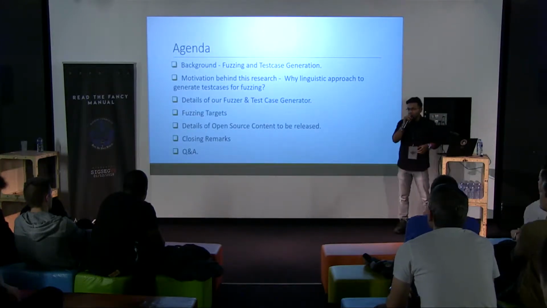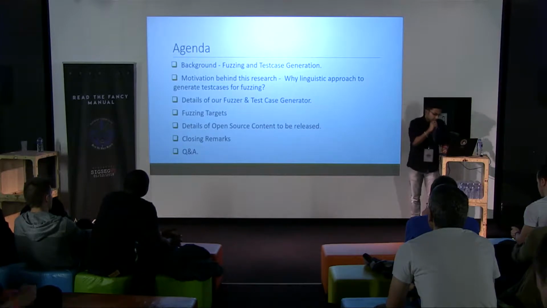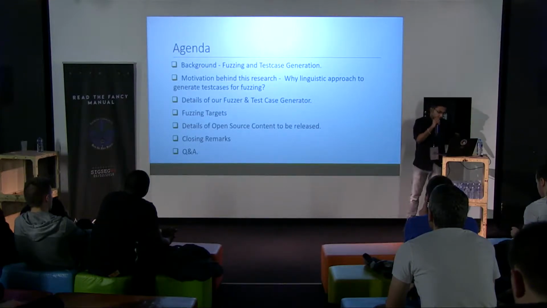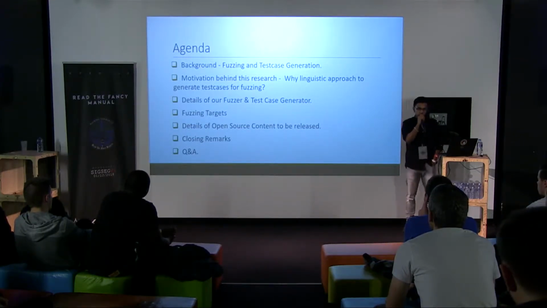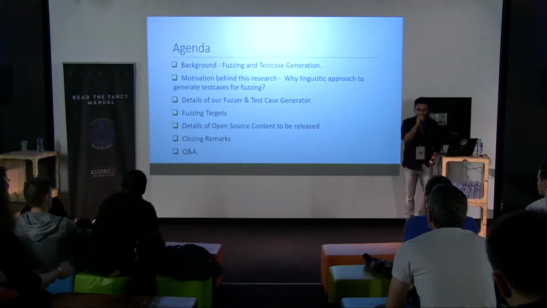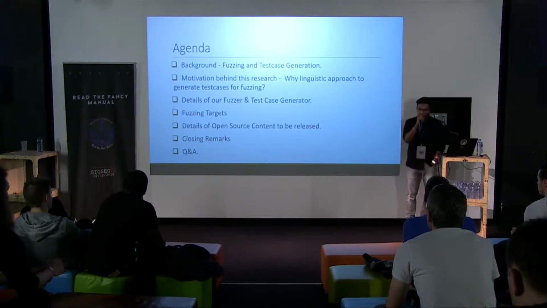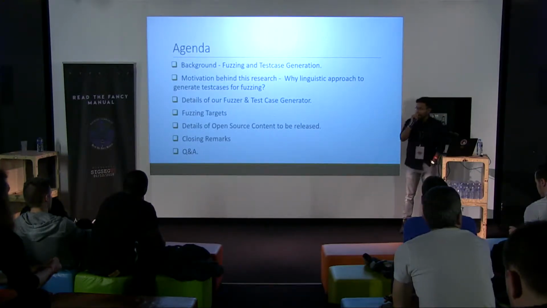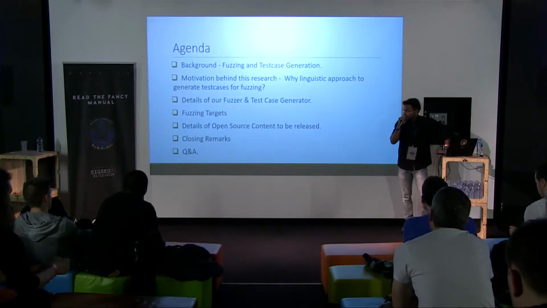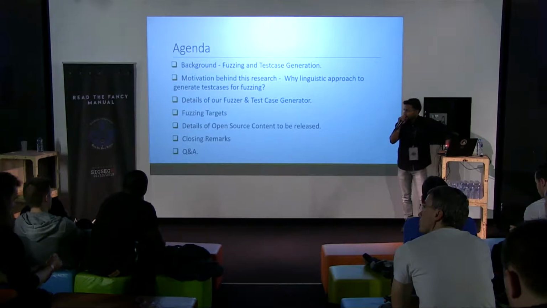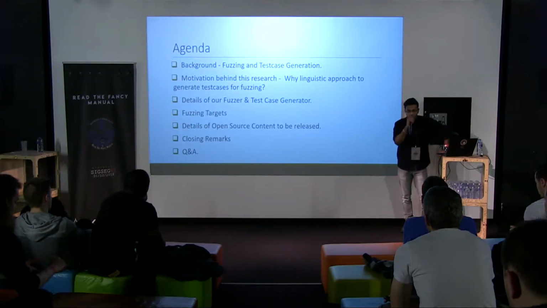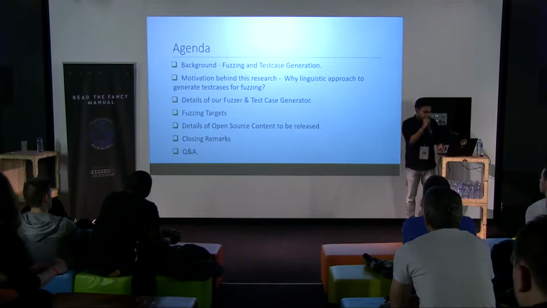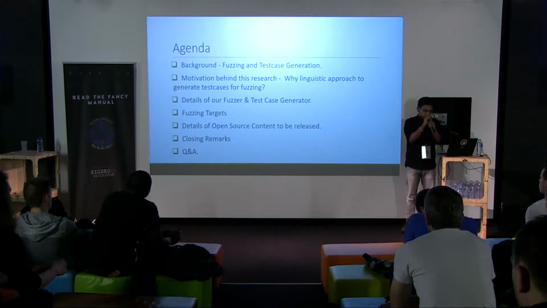So this is a very brief agenda of our talk today. I'll be starting with some of the background about fuzzing and test case generation, and after that I'll be touching some of the motivation behind this research, why I started this work, and what was the primary major motivation behind this research. And after that I'll be sharing some of the details of our fuzzer and the fuzzer test case generation that we have developed during this process. We'll also be touching some of the targets that we have targeted during this research, and we'll be sharing some of the details of the toolkit that we have developed, and post-talk will be open sourcing some of this. So we'll be talking about some of the details of that.